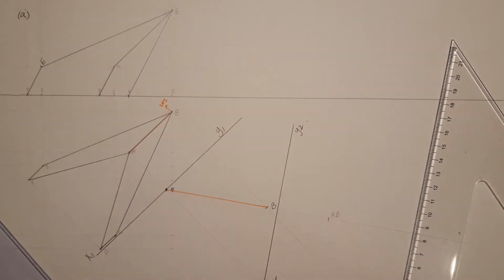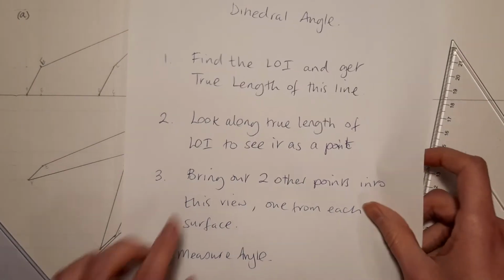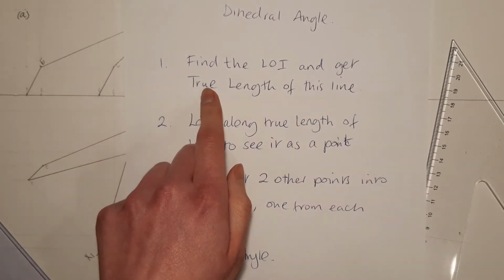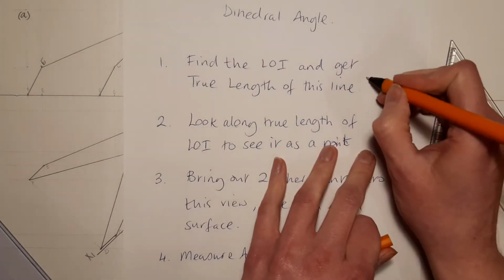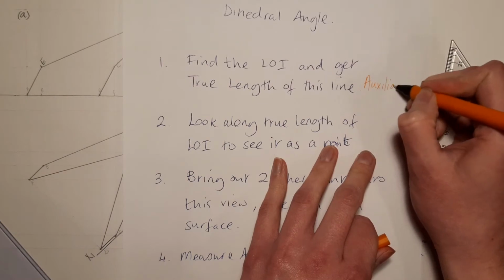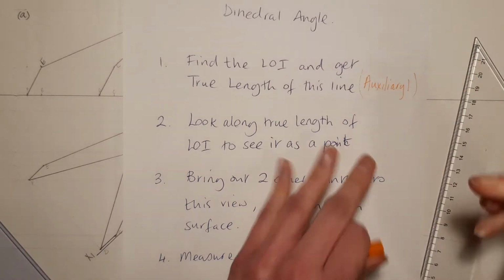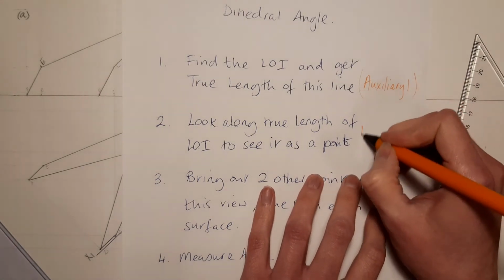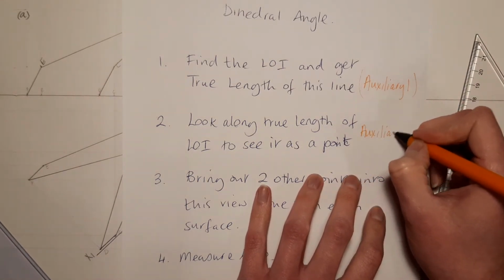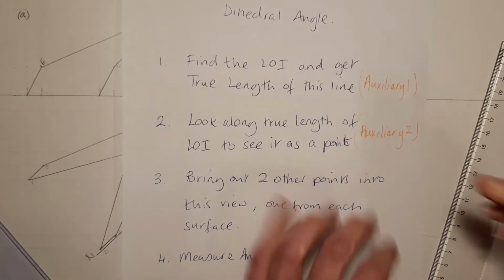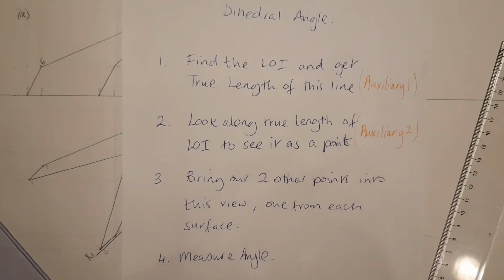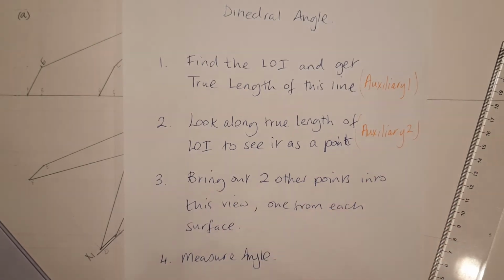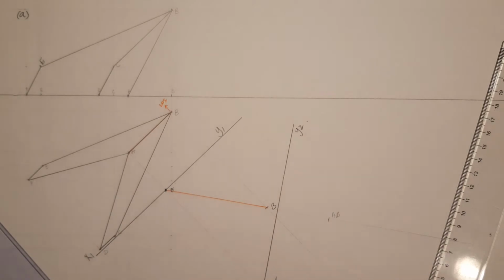And I'm just going to reflect back on what needs to be done. So I found the true length of the line of intersection. That was my first auxiliary. So I'm just going to write that down. Auxiliary 1. Then I've looked along the true length of the line of intersection to see it as a point. That's auxiliary 2. Then I need to bring out 2 points into this view. So bring 2 points out into the second auxiliary, one from each surface, and then measure the angle.